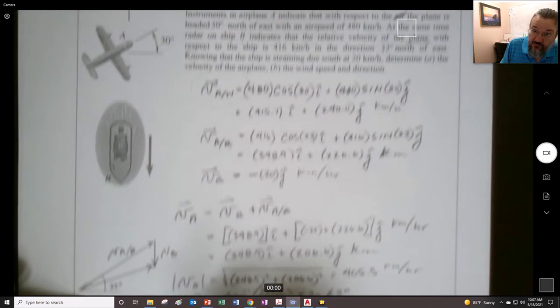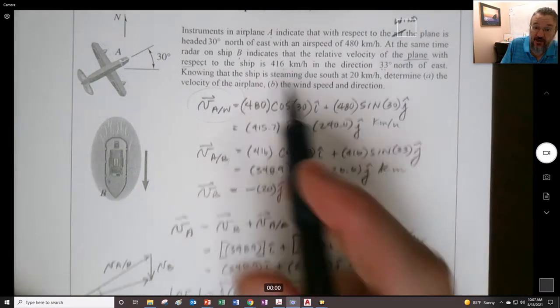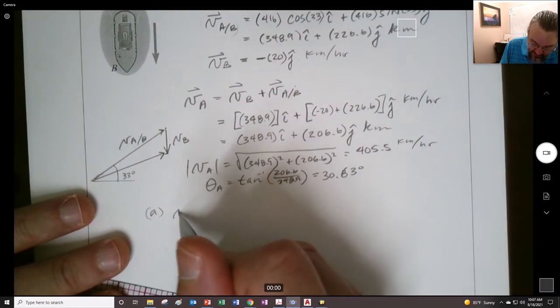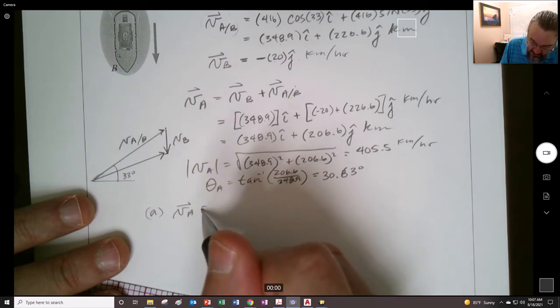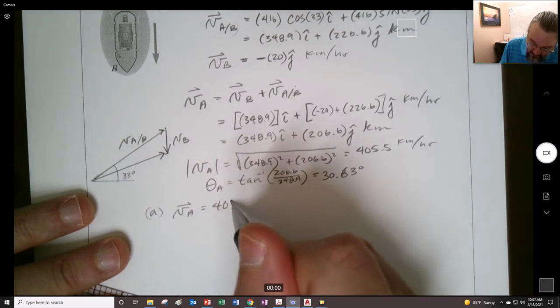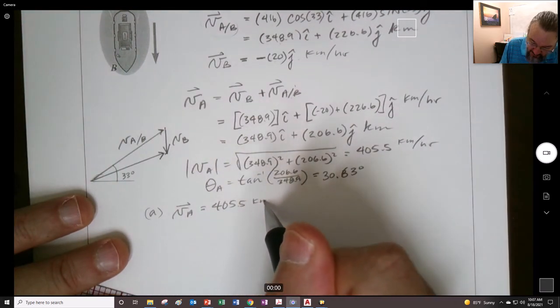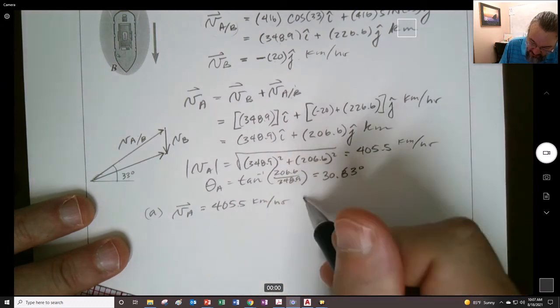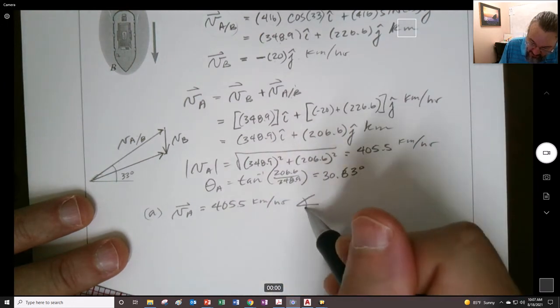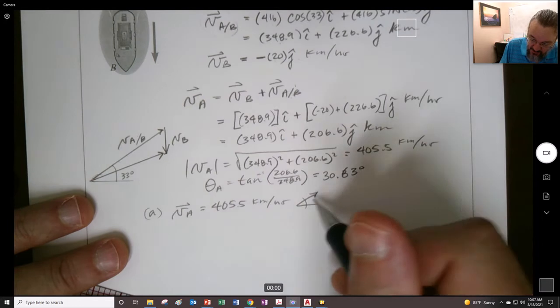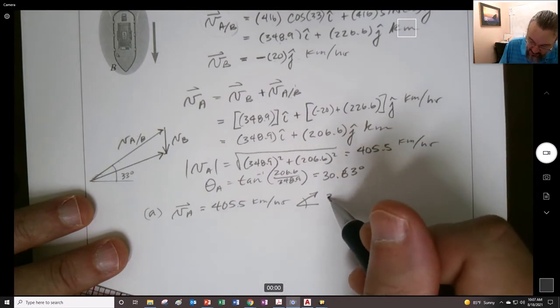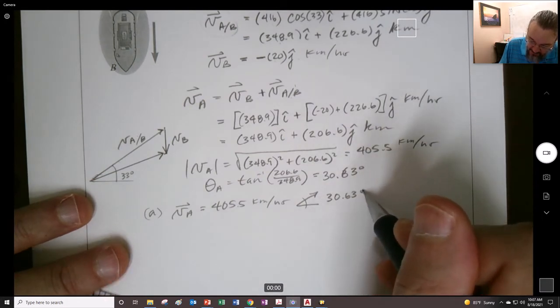Because we wanted to find the velocity of the airplane. This is the velocity of the airplane. V of A is equal to 405.5 kilometers per hour at an angle, and it's that way with respect to horizontal, right, in the upper right hand quadrant of 30.63 degrees.